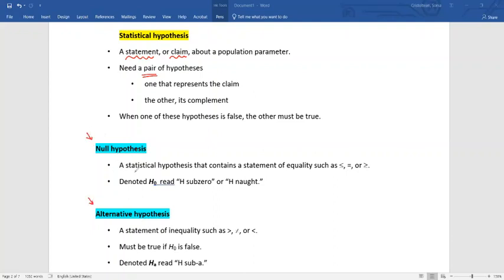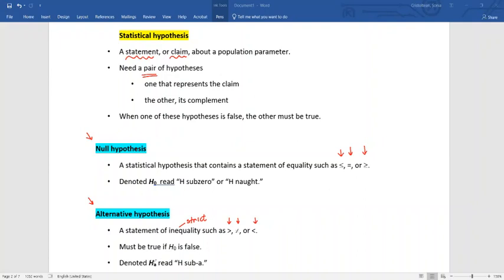What is the null hypothesis? A statistical hypothesis that contains the statements of equality, such as less than or equal to, or greater than or equal to. It is denoted H sub 0 or H naught. The alternative hypothesis is a statement of inequality. This will be strict inequality. That means it doesn't have the equal sign in it. Look at this, greater than, not equal to, less than. This is the hypothesis we go with if H sub 0 is false.